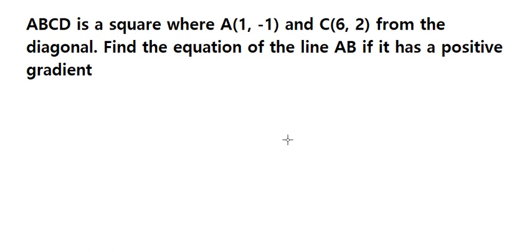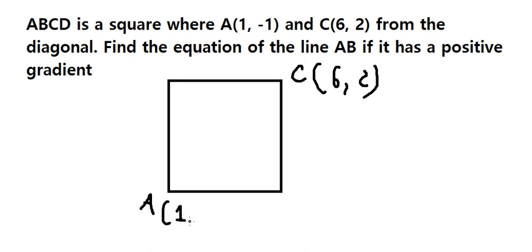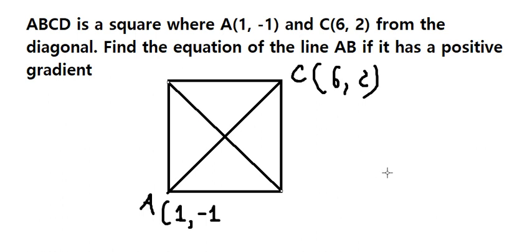First, we need to sketch this. So I will put A in here and C in here. We know that in the square we have two diagonals, and the angle in here should be 90 degrees. The question wants us to find the line AB in here.